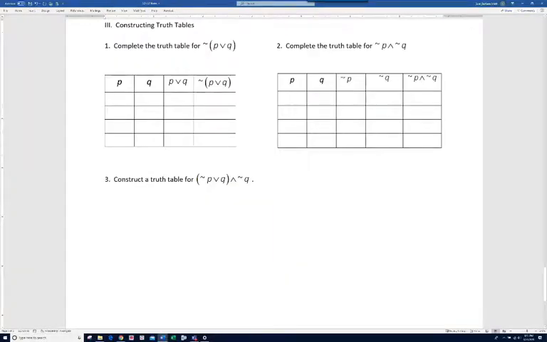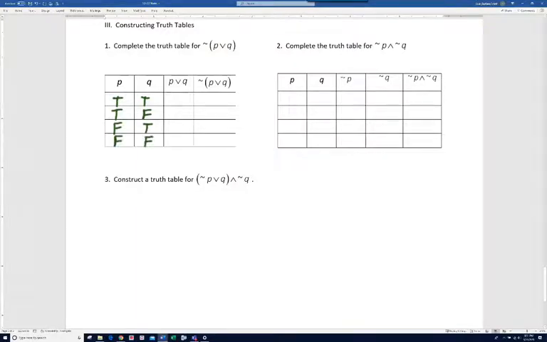All right, so now we're going to be constructing truth tables, and this takes a little bit of practice. I'm going to do number 1 with you, and then I want you to try number 2, and then I'll do the same thing with 3 and 4. So go ahead and see if you can put in the correct true and false letters for P and Q. All right, so you should have said true, true, true, false, false, true, and false, false.